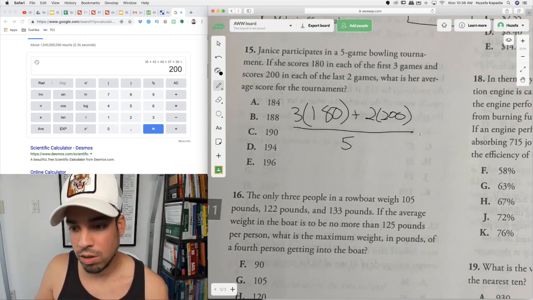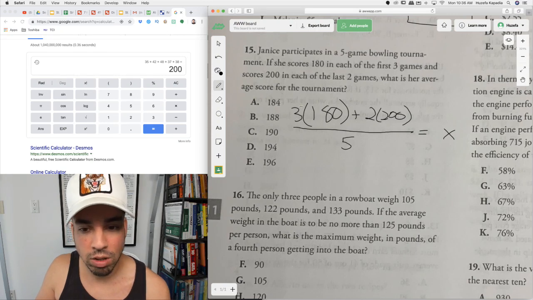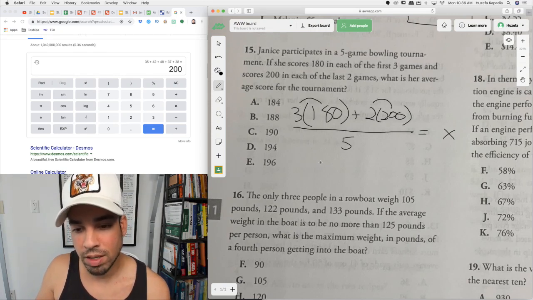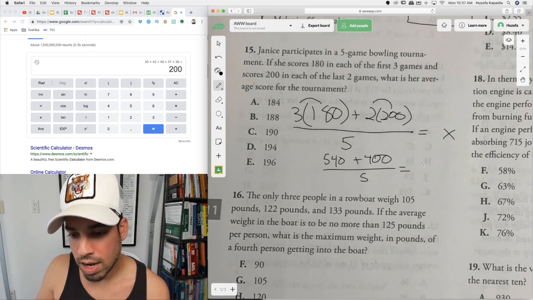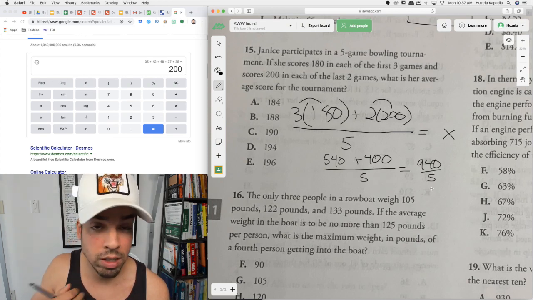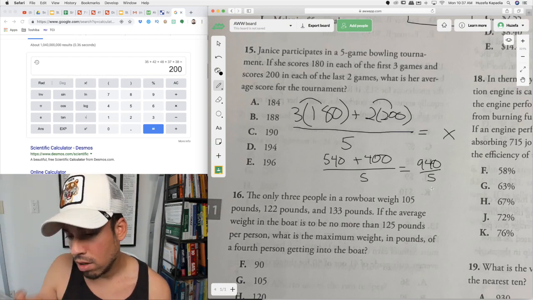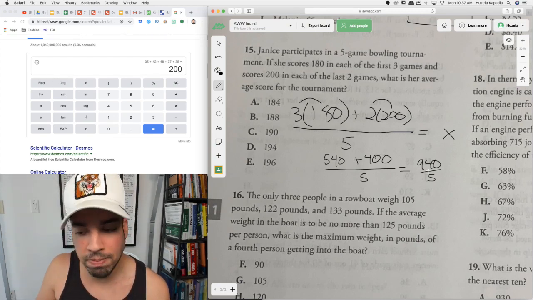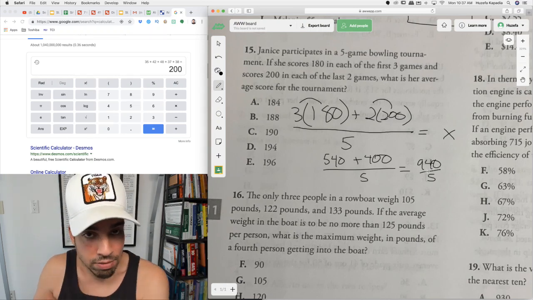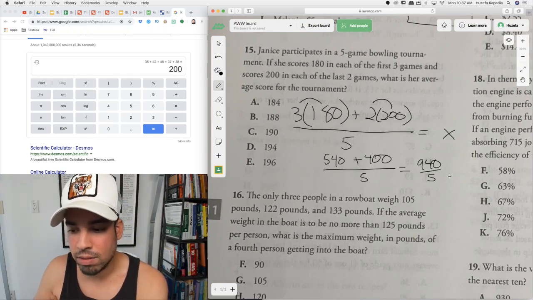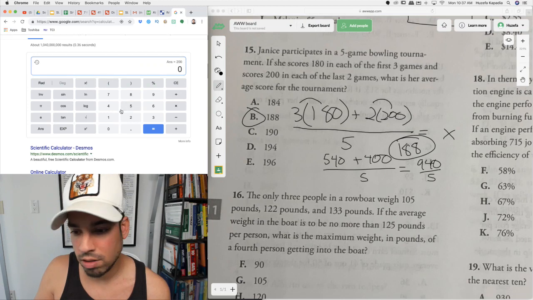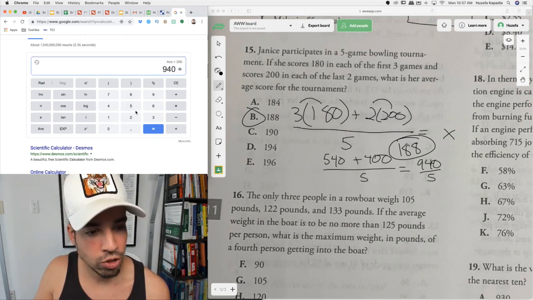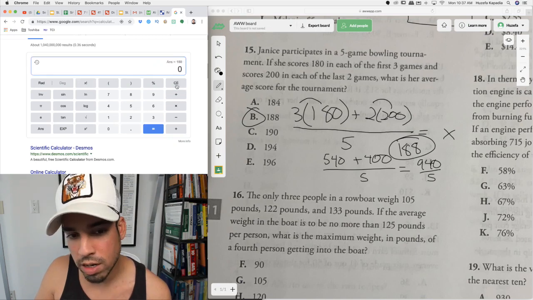We don't know what the average is because that's what we're trying to find, and we got our equation. So 3 times 180 is 540 plus 2 times 200, which is 400, over 5 equals 940 divided by 5. Here's a shortcut if you want to divide by 5 mentally and fast. Divide by 10 and then double the answer. So it'd be 94 times 2, which is 188. And we can confirm that, just to be sure and to prove to you that it works. 188. There you go.